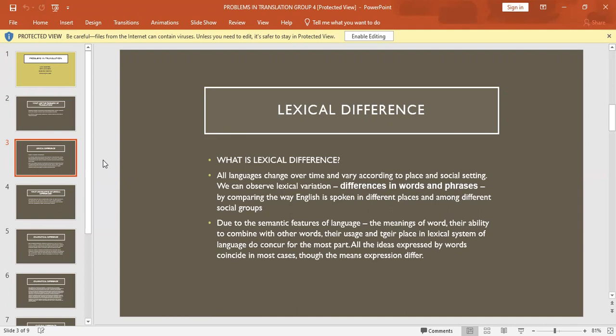And next, due to the semantic features of language, the meanings of words, their ability to combine with other words, their usage, and their place in the lexical system of a language coincide for the most part. All the ideas expressed by words coincide in most cases, but the means of expression differ.